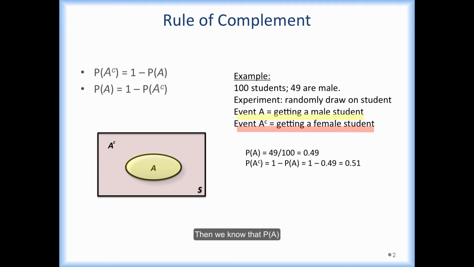Then we know that P(A), which is the probability of event A, is 49 out of 100, which is 0.49. By the rule of complement, we can calculate the probability of A complement by 1 minus the probability of A, which is 1 minus 0.49, or 0.51.